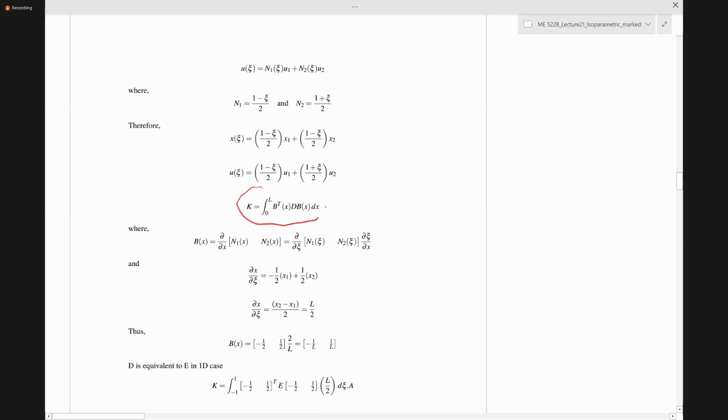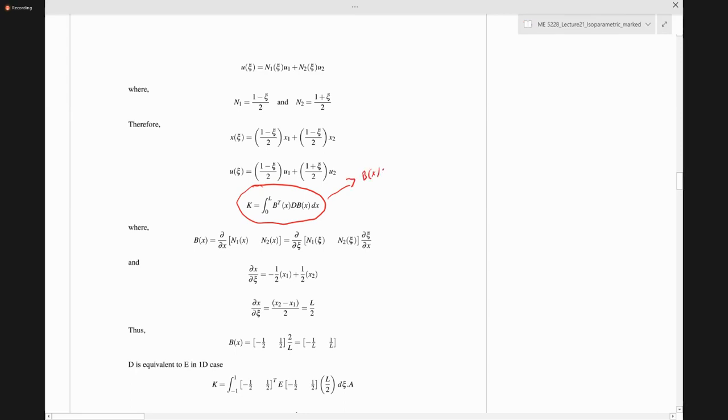This is the objective, right? You want to evaluate this one. B of x is du by dx, correct? B of x, you get from du by dx. That is dn1 by dx, dn2 by dx times u1 and u2. This is b1 and b2, right? That's what this is. Do you agree for this one? Do you understand that?